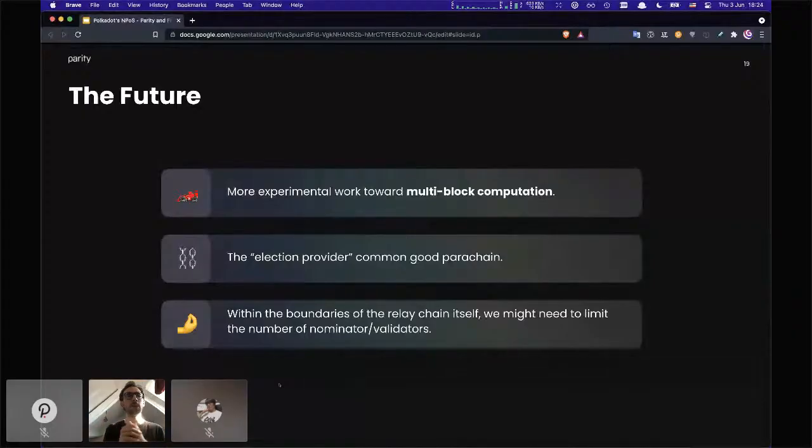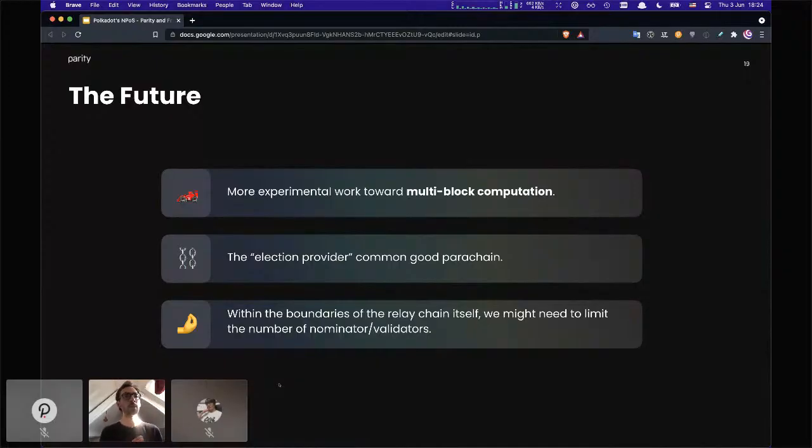And this is going to push us toward researching and thinking more about how to do multi-block computation. This is something that we still haven't done anywhere in the wild, but there are pull requests for it in Substrate. There are lots of discussions on it on the Substrate channels. And I think it's a very interesting field to explore.